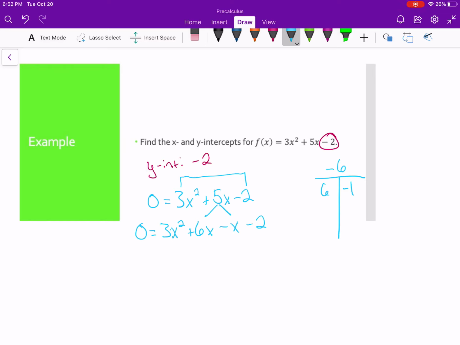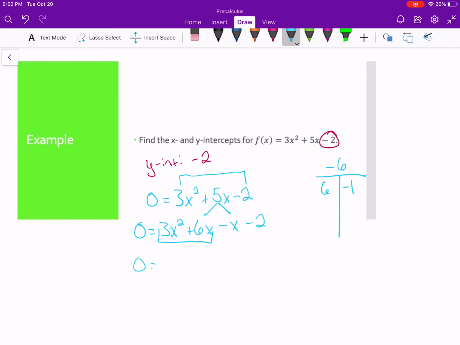Then we factor by grouping. I'm going to take these first two terms and say, what do they have in common? Well, they have a 3x in common, and it leaves us x plus 2. And then I'm going to take the second two terms. They have a negative 1 in common, so I'm just going to go minus 1 times x plus 2. If these match, then you're good. 0 equals, we're going to pull out that x plus 2 in the front, and then 3x minus 1.